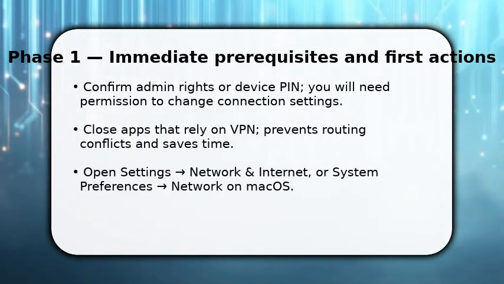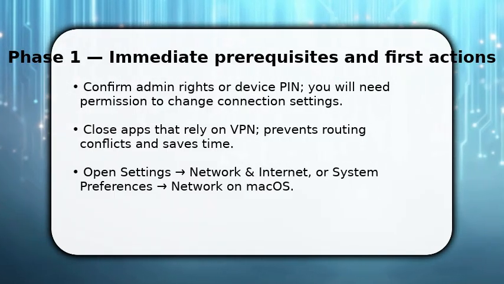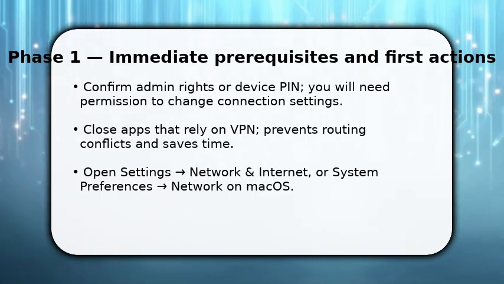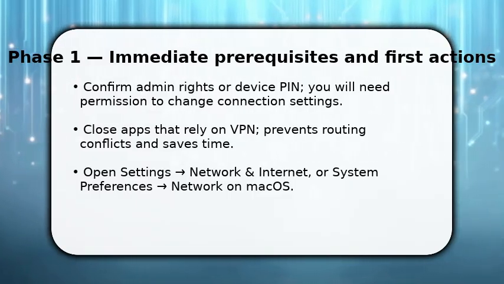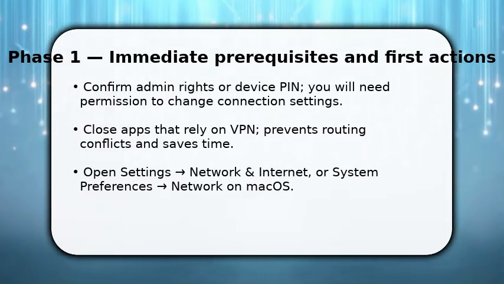Next, open Settings, then Network and Internet on Windows, or System Preferences, then Network on Mac OS. This is the first actionable step. Don't just browse. Navigate directly to the network pane so you can see active adapters and the VPN profile.